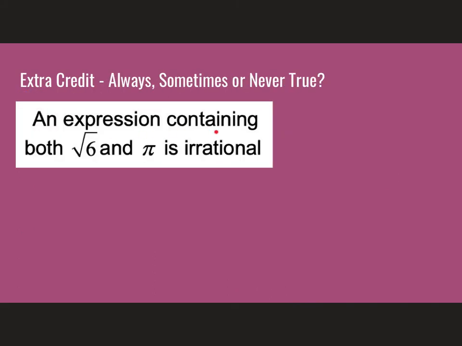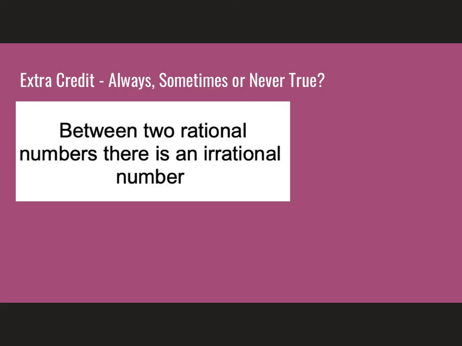An expression that contains both the square root of 6 and pi is irrational. Is it always true, sometimes true, or never true? And remember that you must give me some reasoning. So these look a little bit different. An expression that contains the square root of 6 and pi is irrational. You're going to need to look at some of those.